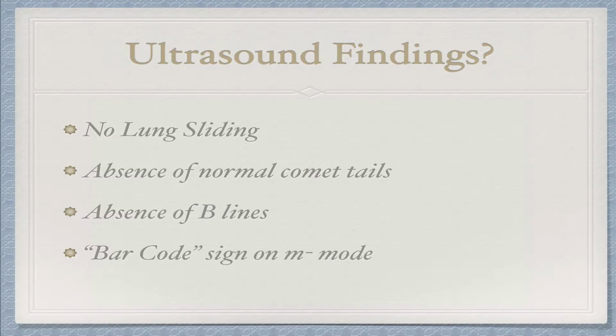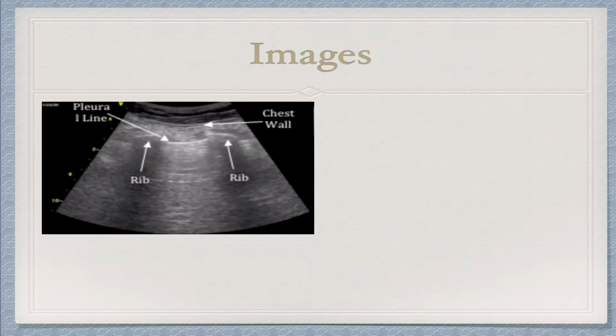So what are you going to see on an ultrasound if you have a pneumothorax? So you're going to see, most importantly, absence of lung sliding, and then you're also going to see absence of anything like the normal comet tails that you see in a normal lung. You also will not see B-lines in a pneumothorax. So a presence of B-lines actually excludes the possibility of a pneumothorax. And then you're going to see what we call barcode sign on motion mode or M mode, and we'll talk about that.